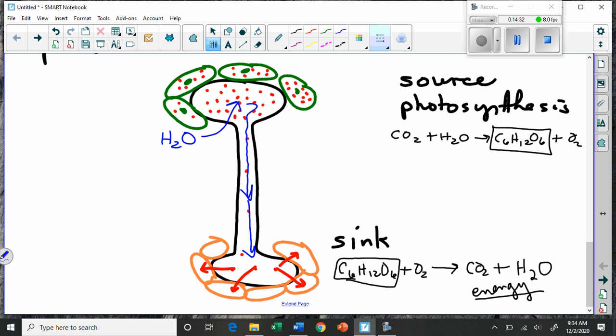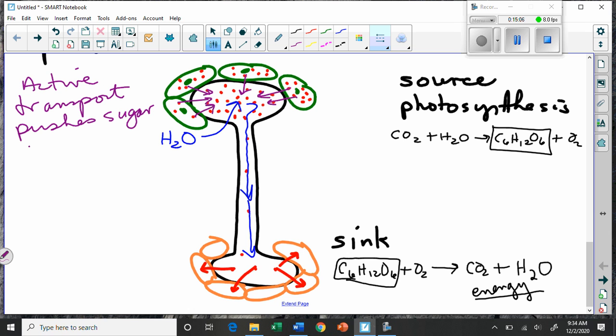So how do you keep it going perpetually? What happens is the plant uses active transport to push sugar into here continuously. They have to use active transport because you're pushing sugar into a place where there's already lots of sugar. So you're pushing up or against a concentration gradient. So sugar is actively pumped, active transport, which means it uses up energy. It pushes sugar against the concentration gradient into the phloem at the source.